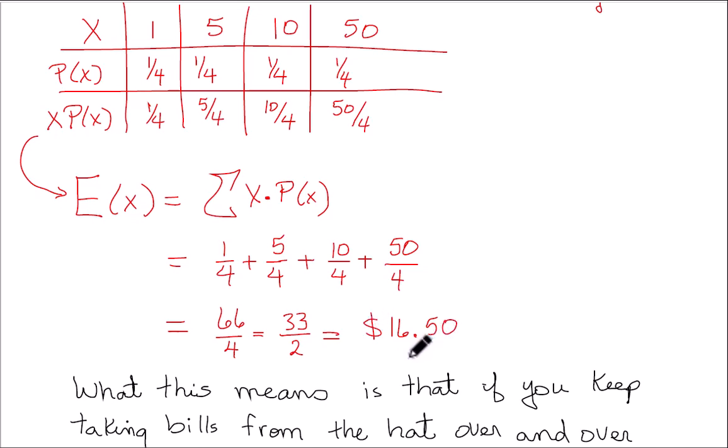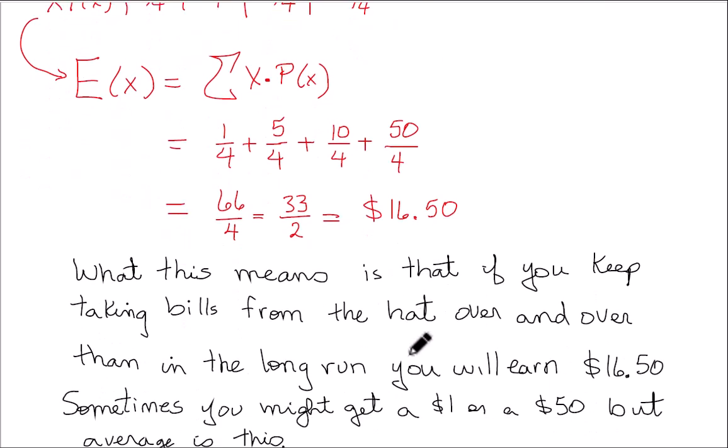So what is this amount telling me? It tells me that if I kept doing this many hundreds of times, sometimes I'll get a $1 bill, sometimes I'll get a $50 bill, sometimes a 10. And if I took each of those over those many trials, averaged them all up, on the average I would get $16.50.